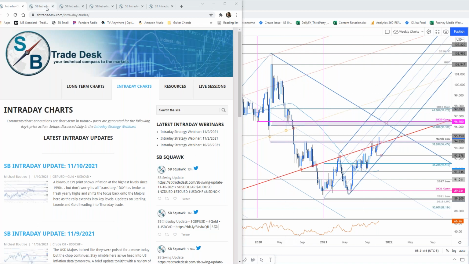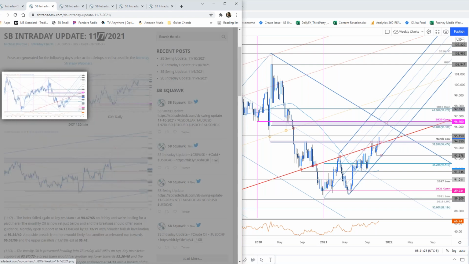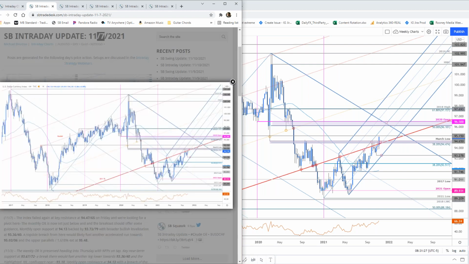First up, here's what the DXY looked like, I guess a couple of days ago, right into the open of the week. What I wanted to highlight first was this weekly chart. We've been looking at it for the last couple of months, highlighting this 94.47, 94.65 resistance zone, a basic 38.2 of last year's drop and the opening range low for 2020, the March low, giving you a nice little resistance zone there.